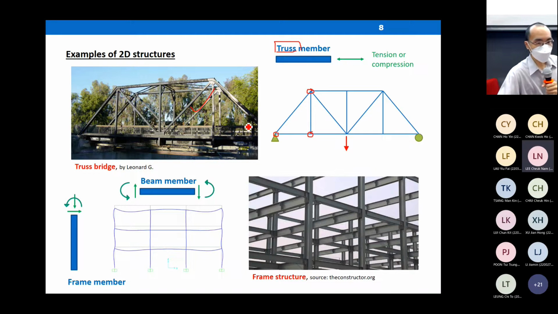And then we have a beam element. Beam element is mainly under bending, involving two actions, bending and shear. When you analyze a beam, you need to know the bending moment and shear force. Beam.